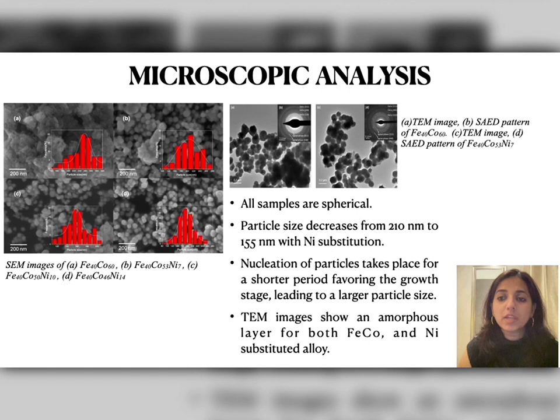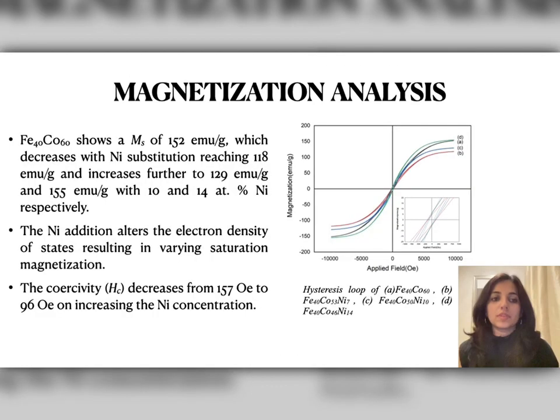Here the nucleation of the particles takes place for a shorter period favoring the growth stage, thus leading to a larger particle size in the range of 150 to 250 nanometer. The diameter of iron cobalt nickel particles decreases with increasing nickel concentration due to the stronger reducing ability of nickel in polyols. The average particle size is much higher than the average grain size obtained from the XRD data, suggesting the sample's polycrystalline nature. The TEM images show the presence of an amorphous layer both for iron cobalt and the nickel substituted alloy. The figure shows the room temperature hysteresis loops for the iron cobalt and iron cobalt nickel alloys.